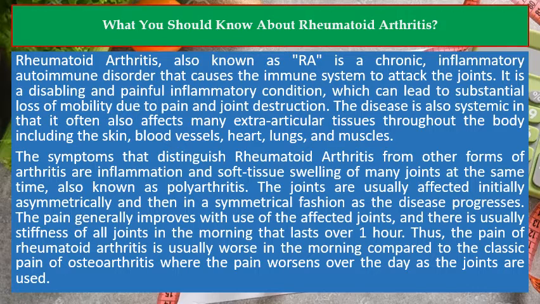The symptoms that distinguish rheumatoid arthritis from other forms of arthritis are inflammation and soft tissue swelling of many joints at the same time, also known as polyarthritis. The joints are usually affected initially asymmetrically and then in a symmetrical fashion as the disease progresses.